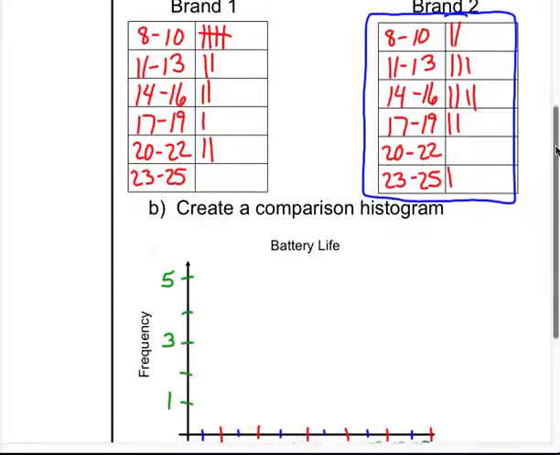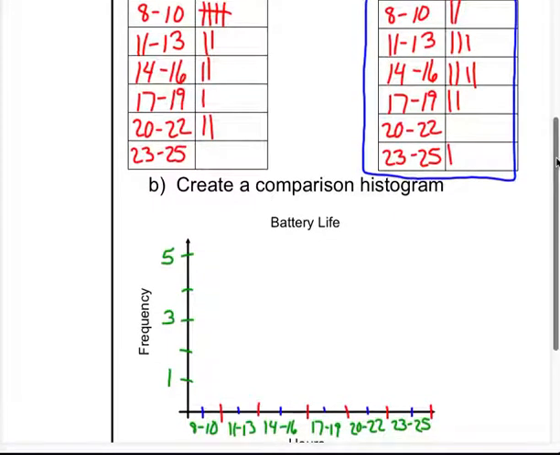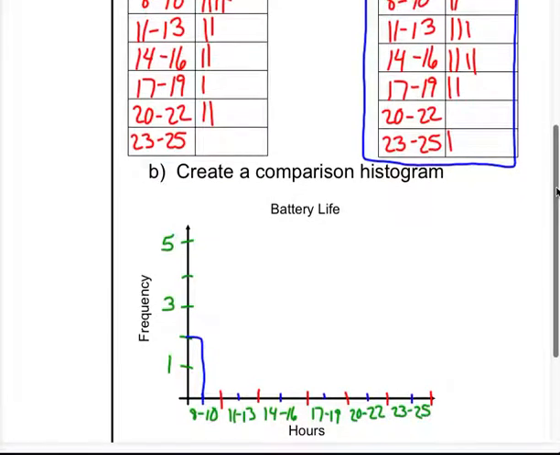I'm going to start by charting brand 1. So my first grouping had a frequency of 5. Actually, now that I look, I have brand 2 split up first. So I'm going to start with a frequency of 2. And again, I had my histogram set up just to save us some time. So I created the groupings on the bottom. And what you want is you want all of your bars to be about the same width. So you really want to be careful. If one bar is fatter than another, it's going to look like it has more data, even if it doesn't.